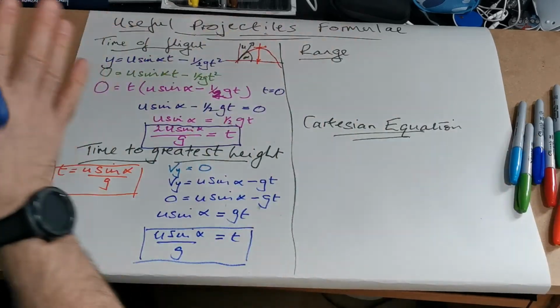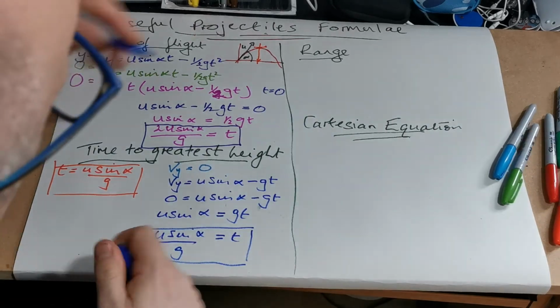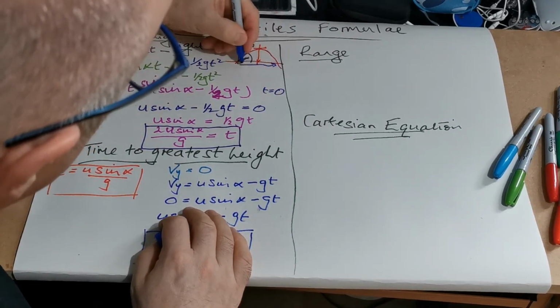Now the range is motion in this direction, so that would be this distance here.